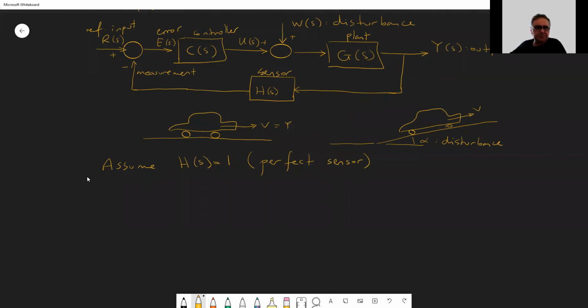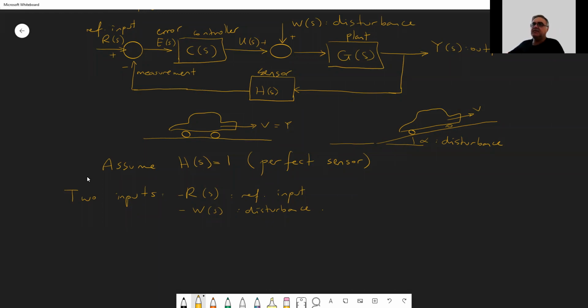There are two inputs to this system. What are the inputs? One is R of S, the reference input. The second is W of S. This is the reference input, let's say, and this is the disturbance.